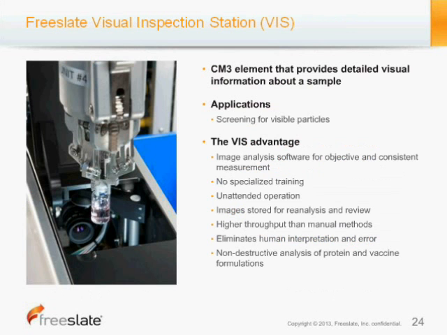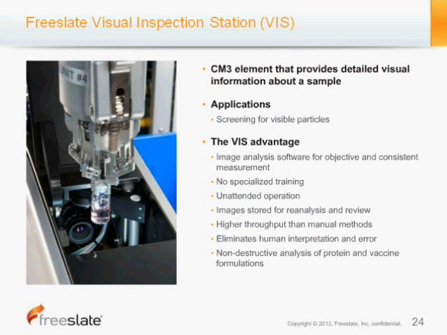For visible particle, color, and turbidity measurement, we developed an element called the Visual Inspection Station. Typically, color and particle detection are done manually, by an actual human looking at the individual vials and trying to ascertain whether there are particles in the solution or the color of the solution. So it's a very subjective type of measurement. By automating that process with the Visual Inspection Station, we take that subjectivity out and make it a very objective measurement.